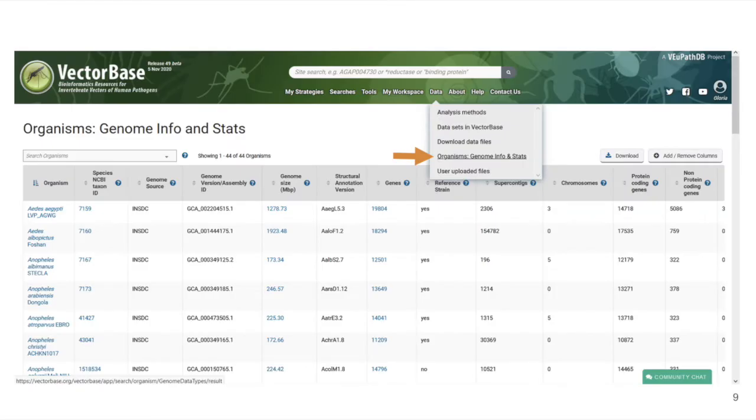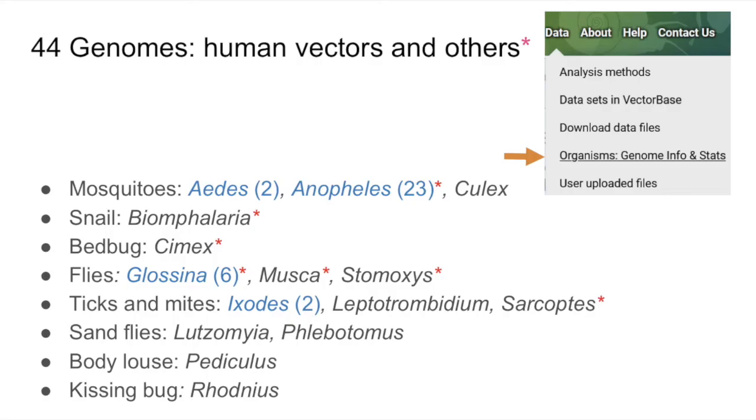In addition to all the tools that you have available when using VectorBase, you also use the data that has been generated in other labs. Currently, we have 44 genomes for both human vectors and other species. And notice here I have an asterisk or wildcard. We have genomes for mosquitoes, 2 species of Aedes, 23 of Anopheles, and Anopheles is the biological vector of the Plasmodium that causes malaria, but not all of them are vectors. Some Anopheles species that are not vectors have been included for comparative purposes.